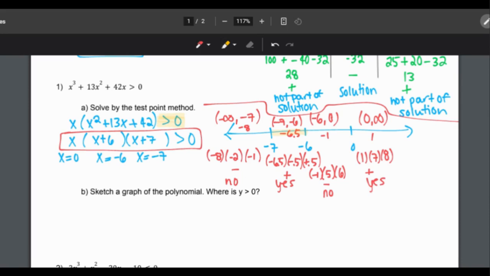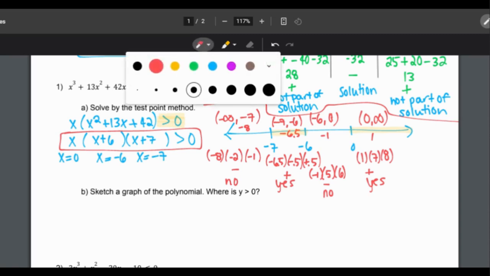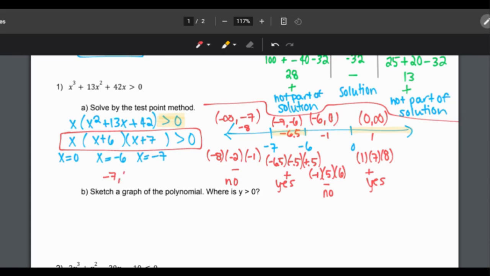All right, so what do I want as my final solution? I want the 2 highlighted regions, and I just need to list those as intervals. So I'm going to list my highlighted regions as my interval solutions. So I have -7 to -6, and then I'm going to have a U for the union symbol, and then 0 to infinity. And no brackets on there because it's only greater than 0, not greater than or equal to 0. So all those key points, 0, -6, and -7, those would give me exactly 0.